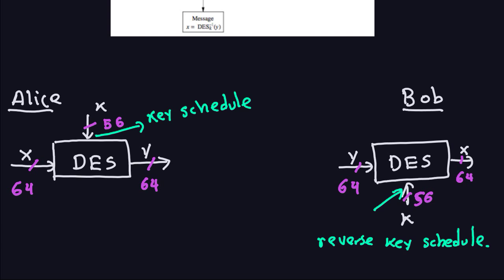K is the key for both, and then he only has to reverse the key schedule and put it inside the DES to decrypt that message that was sent to him. So that's basically the decryption algorithm.